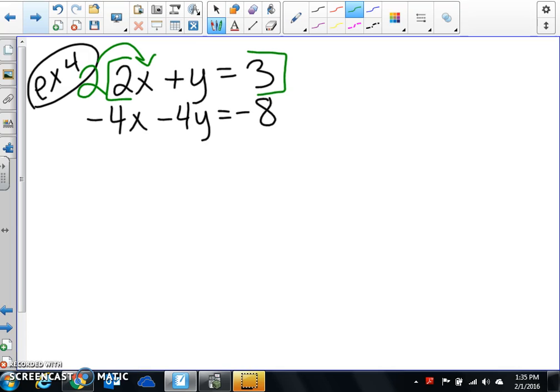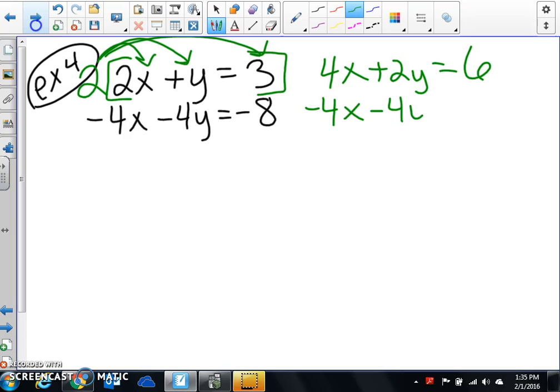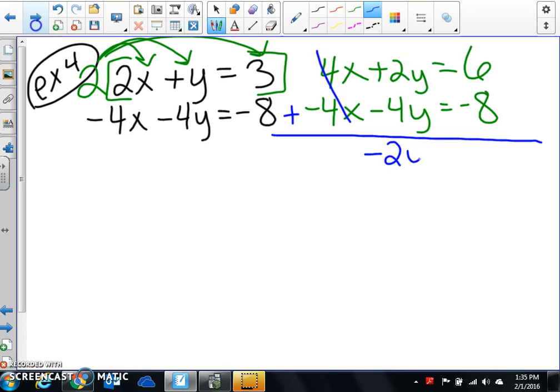Because 2 times 2x is 4x. 2 times y is a positive 2y. And then 2 times 3 is 6. Now I rewrite the bottom equation exactly as I see it. So now I look at my x's. They are opposites, but they have the same coefficient number. So I can add them. 4 minus 4 cancels. 2 minus 4 is negative 2y. And 6 minus 8 is negative 2. Divide both sides by negative 2. Y equals a positive 1.